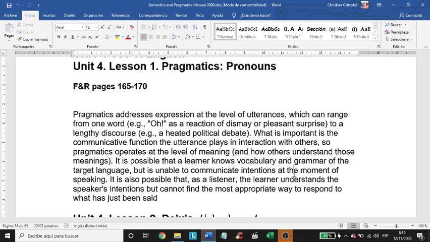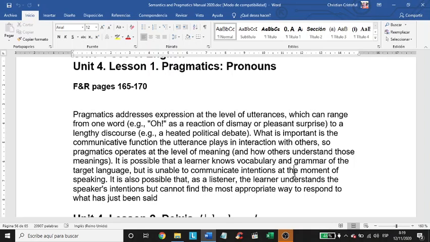Good morning, everyone. We're having another semantics and pragmatics lesson, and this has to do with the pragmatics section. We're starting with Unit 4, Pragmatics, Lesson 1. Lesson 1 is about pronouns.